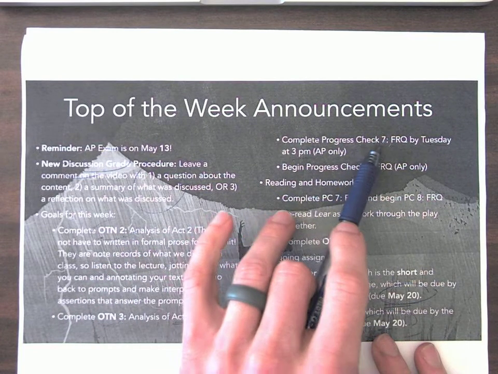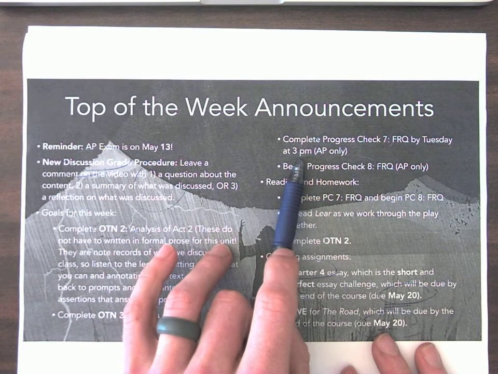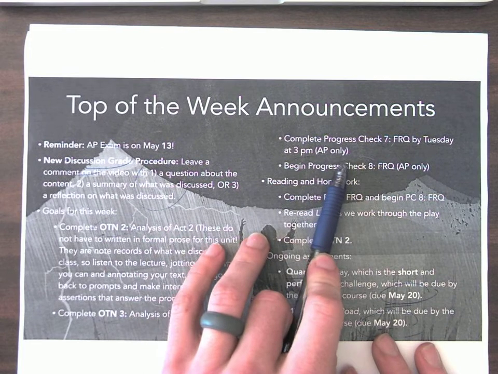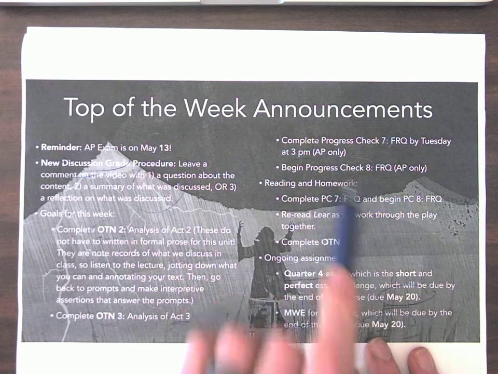You should have completed and turned in progress check 7 yesterday by 3 p.m. If you have not done so, you are late. You can still get it in, but it will be for a late grade. And aside from that, if you're in the AP class, you can begin your progress check number 8.